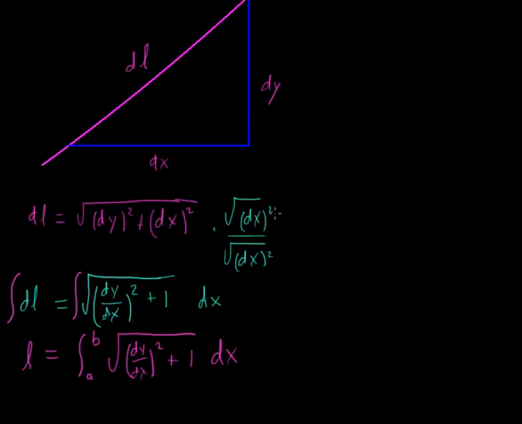Okay, there's an alternate version. If instead of multiplying by dx squared over dx squared, we multiplied by dy squared over dy squared, we would get it in terms of dy. So L would be equal to the integral from a to b of the square root of dx over dy, the quantity squared, plus 1 dy. And we could use either one of those versions depending on whether the function is written as a function of x in terms of y, or y in terms of x.